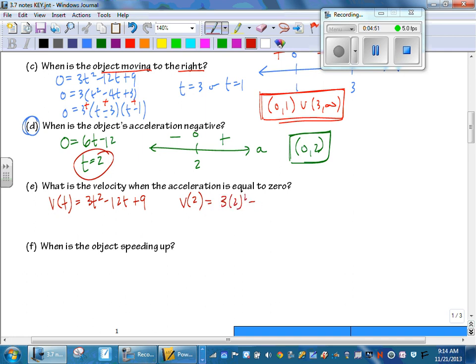3 times 2 squared minus 12 times 2 plus 9. So we get 3 times 4 is 12, minus 24, negative 12, plus 9, we get negative 3. And this was in meters per second. The original problem told us that the position was measured in meters, time was measured in seconds. So this is negative 3 meters per second. Now if it asked for speed, we would just say it's 3 meters per second. Remember, speed is the absolute value of velocity, it's always positive. But velocity here is negative, that tells us the object is moving to the left.